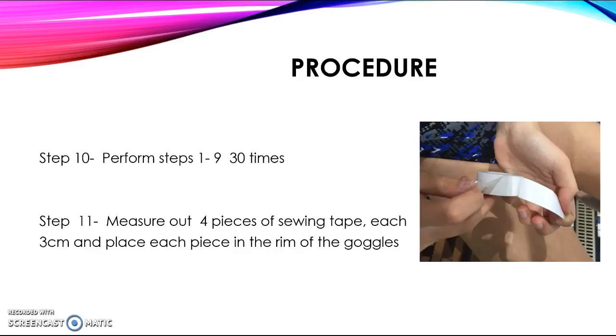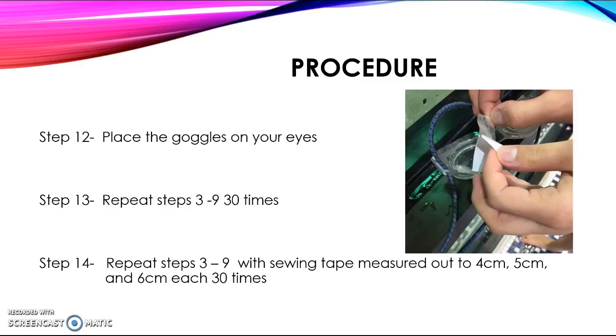During steps 10 through 11, I repeated steps 1 through 9 30 times. Next, 4 pieces of 3 cm tape were placed on the goggles. During steps 12 through 14, steps 3 through 9 were repeated 30 times. I then repeated steps 3 through 9 with 4, 5, and 6 cm tapes 30 times each.